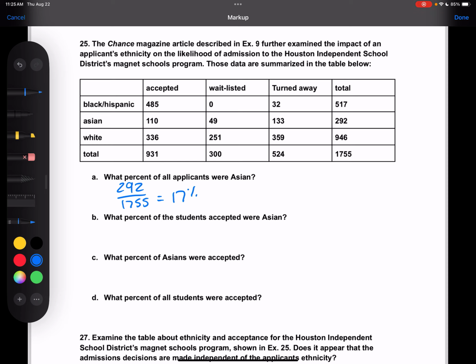What percent of the students accepted were Asian? 110 over 931. Yep, 110 over 931. So that's the percent of the students accepted. So that's why we're getting our total from the accepted column, and then we're Asian, so that's 110, and that's going to end up being 12%.